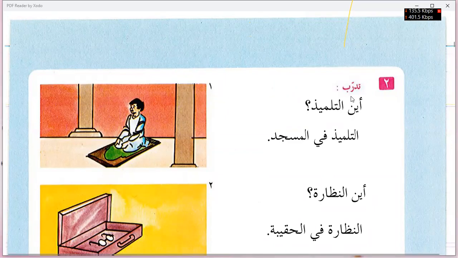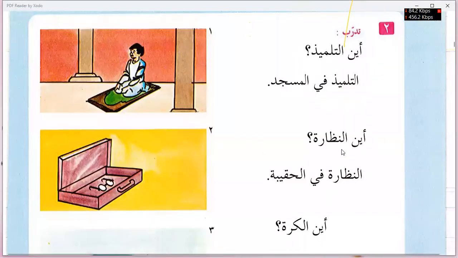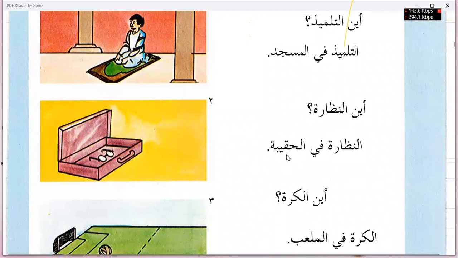Tadrib. Aina at-tilmizu? Aina at-tilmizu? At-tilmizu fil masjidi. Translation. Where is the student? The student is in the mosque. Okay. Next. Aina an-nadharatu? Where are the glasses? An-nadharatu fil haqibati. The glasses are in the bag.